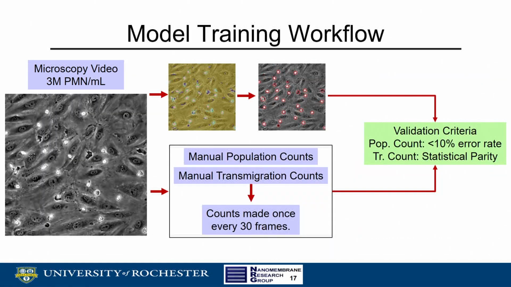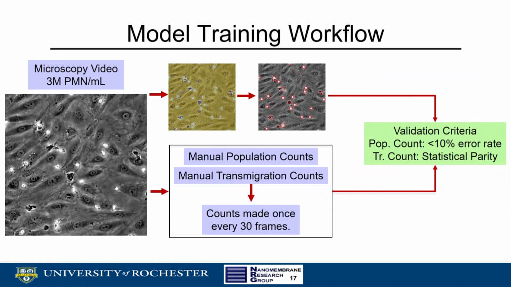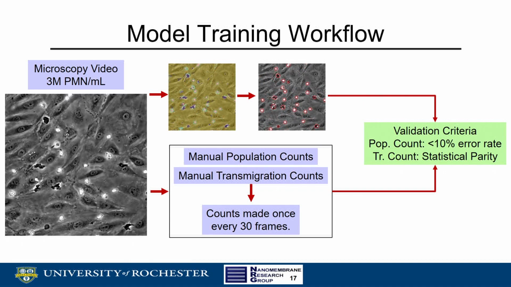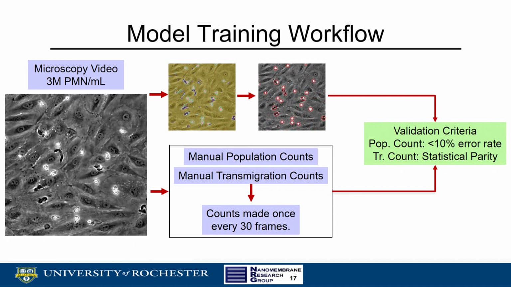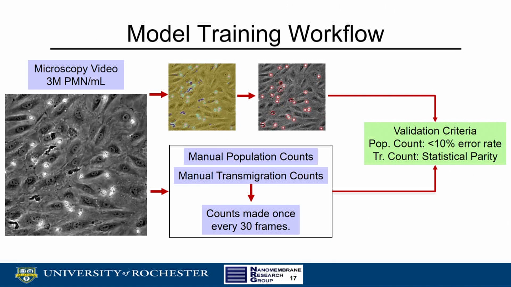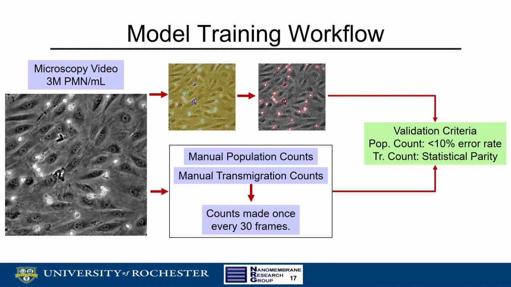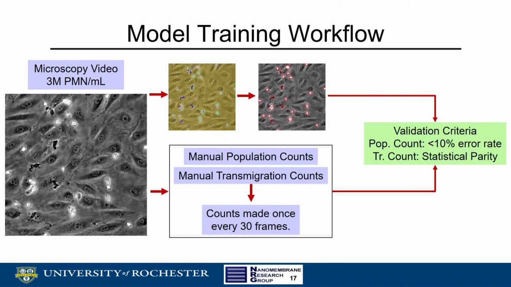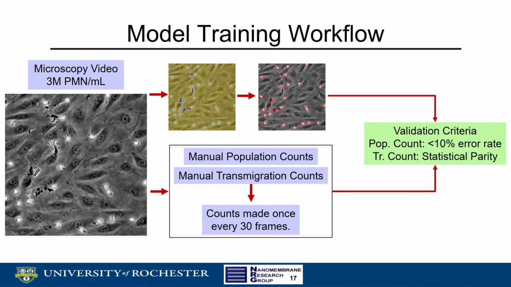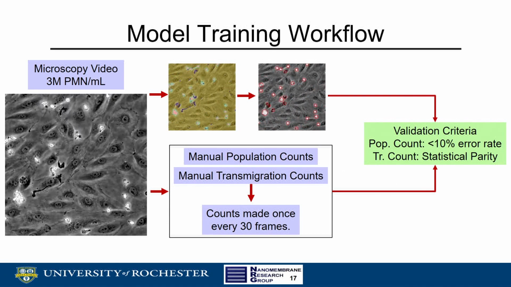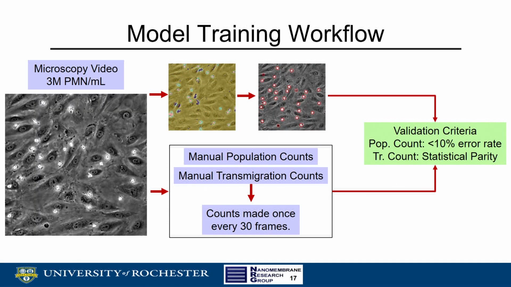Okay, so then the machine learning workflow data sets were then compared to manual transmigration and population counting. So population counts and number of neutrophils were tabulated once every 30 frames for each of the videos that we had. Our success metrics that we considered were a population count with less than 10% error rate, and for considering transmigration, statistical parity between our manual counting and our model counting.